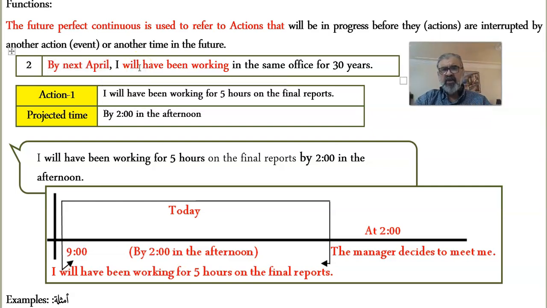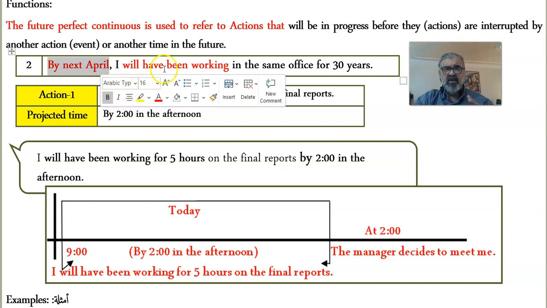So let's say that someone asks you, how long have you been working in this office? I've heard that you are going to retire, you're going to quit your job. So he tells them, yes, because by next April, when next April comes, that is like assumingly 4 months from now, I will have been working in the same office for 30 years. I started working in this office 30 years ago. Going back in time 30 years and remembering, a few months from now, you will have been working in the same office for 30 years.